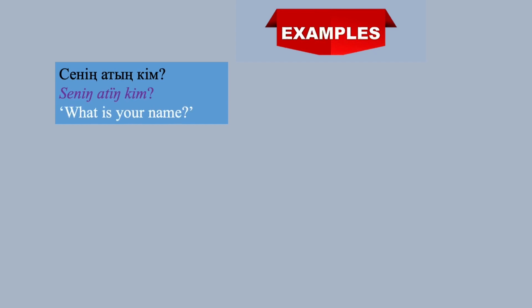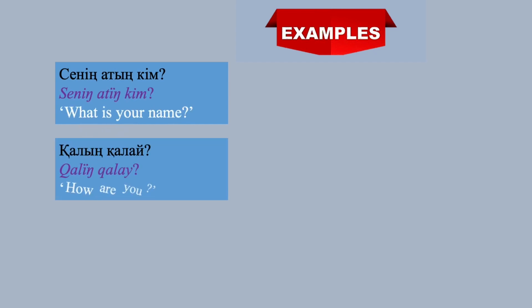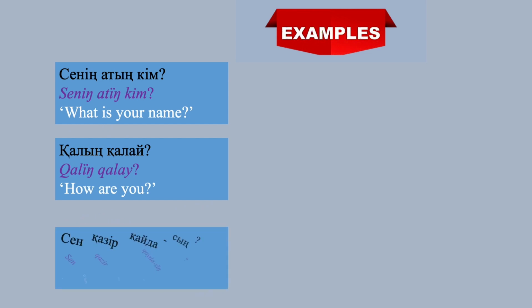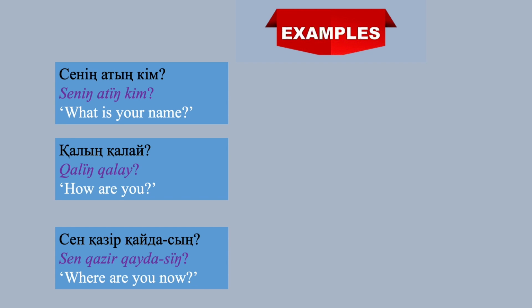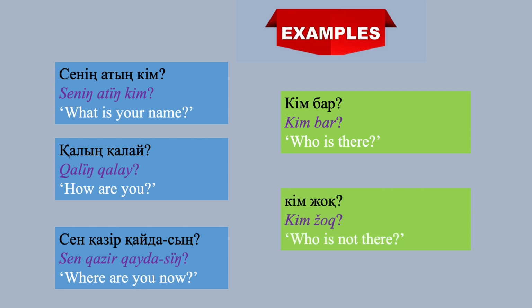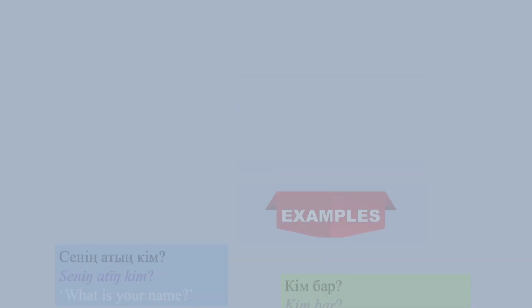Examine the examples below to get a feel for how this works in practice. "Сенің атың кім?" What's your name? "Қалың қалай?" How are you? "Сен қазір қайдасың?" Where are you now? "Кім бар?" Who is there? "Кім жоқ?" Who is not there?